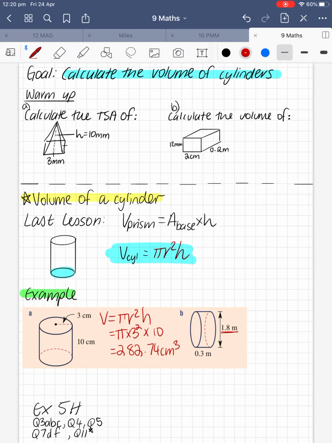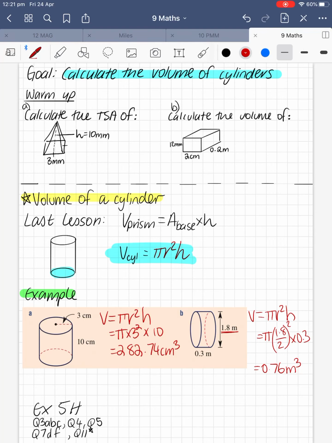In some cases, you're not going to be given the radius, you're going to be given the diameter. So this cylinder here on the right has a diameter of 1.8 meters. So when we do our working out to calculate the volume of this guy, we just need to remember to divide that 1.8 by 2 before we square it, which gives us the volume of the cylinder on the right as 0.76 meters cubed.